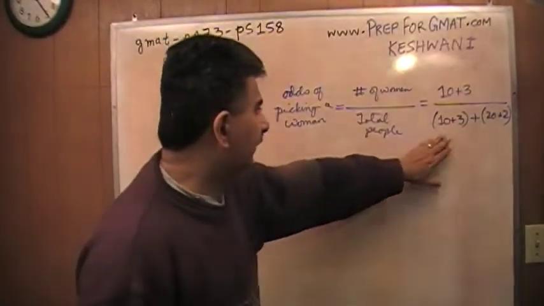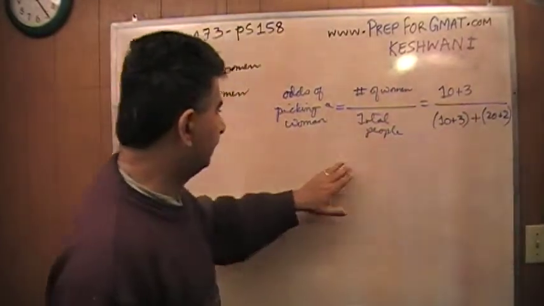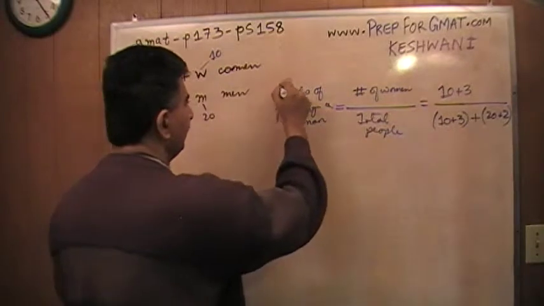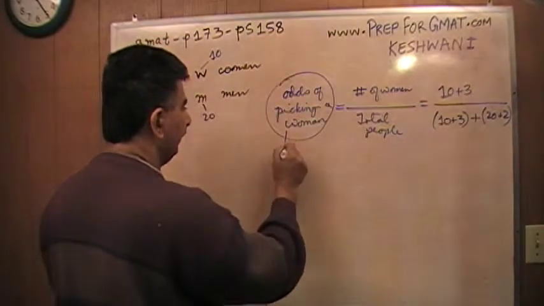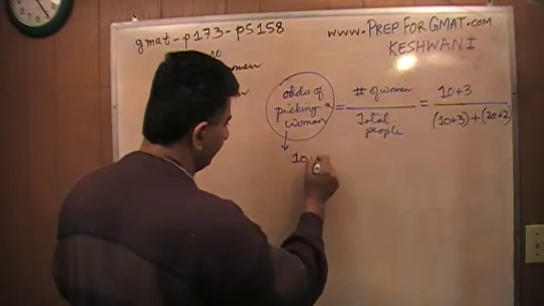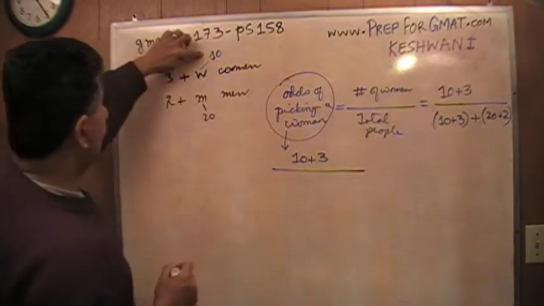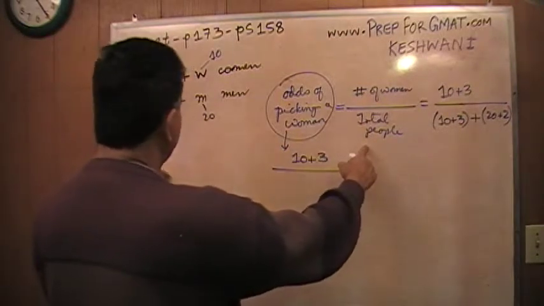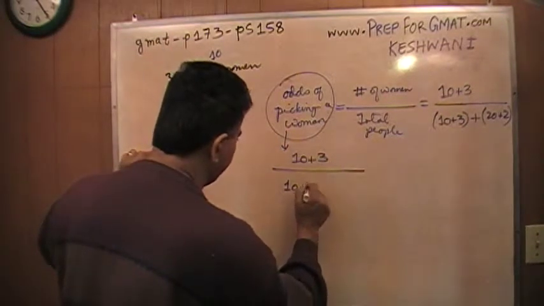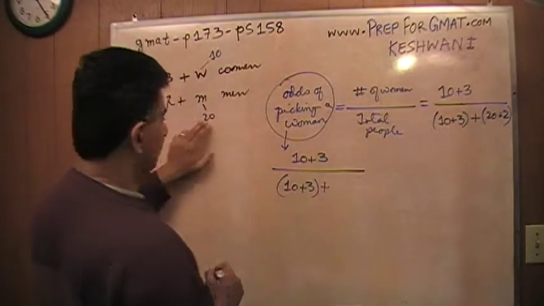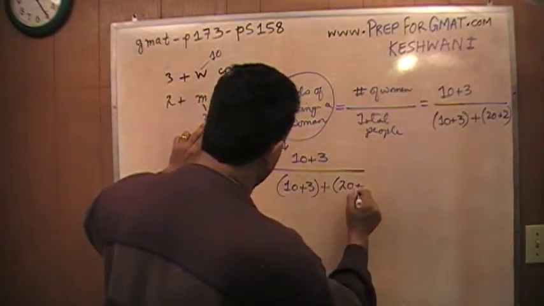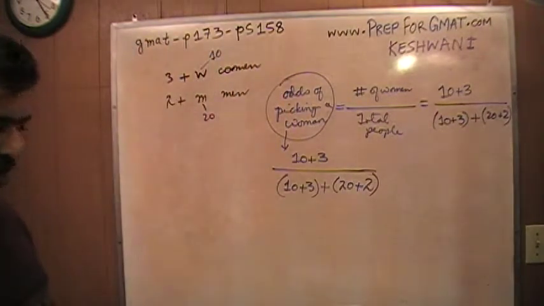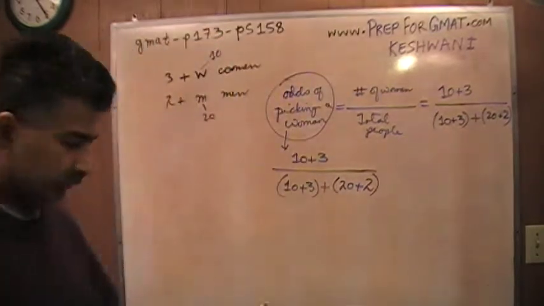I'm going to rewrite this part here at the bottom, because I'm not sure if you can actually read this thing all the way down there. So the odds of picking a woman is the total number of women, which is 10 plus 3, 10 that we started out with, we added 3 more, so that's the total number of women that we have now, over the total number of people, which is the number of women, which is 10 plus 3, plus the number of men. We started out with 20 and we added 2 more. That's all. That's the answer choice. That's our punchline. Let's look at the answer choices.